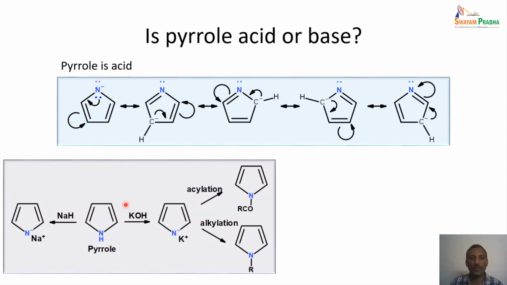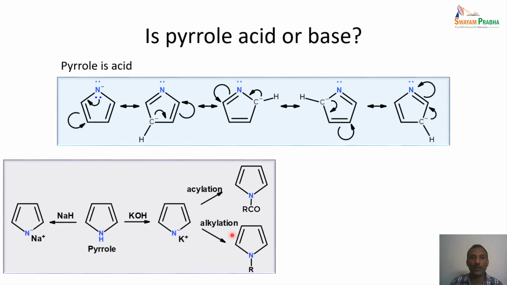And here are some examples of reactions where pyrrole behaves like an acid. When pyrrole is treated with a base, either potassium hydroxide or a strong base like sodium hydride, the sodium hydride abstracts the proton, and there is another hydrogen here. These two are lost as hydrogen gas, and then we get this particular anion. If we treat pyrrole with potassium hydroxide, the proton can again be abstracted by the base. This anion can undergo acylation and alkylation reactions.